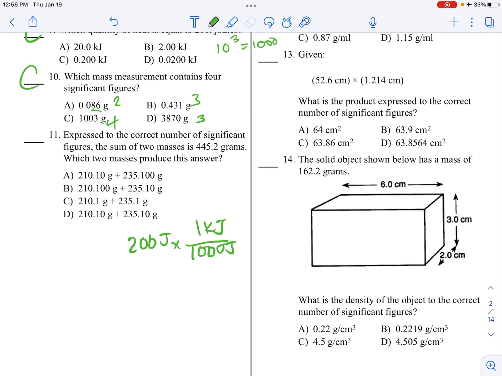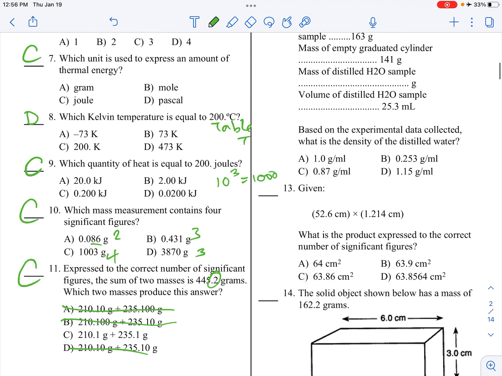Expressed to the correct number of sig figs, the sum of the two masses is 445.2, which produced this answer. So when you add or subtract, the final answer should have the fewest number of decimal places, and since this has 2, one of your choices needs to have 1 decimal place. These don't, and these don't, and these don't.